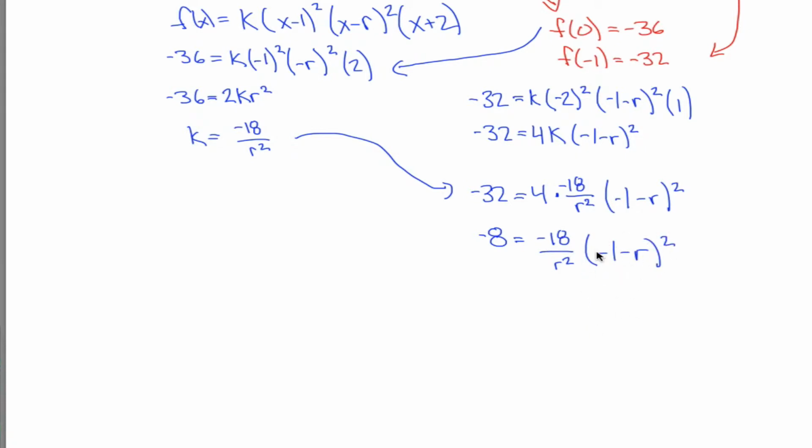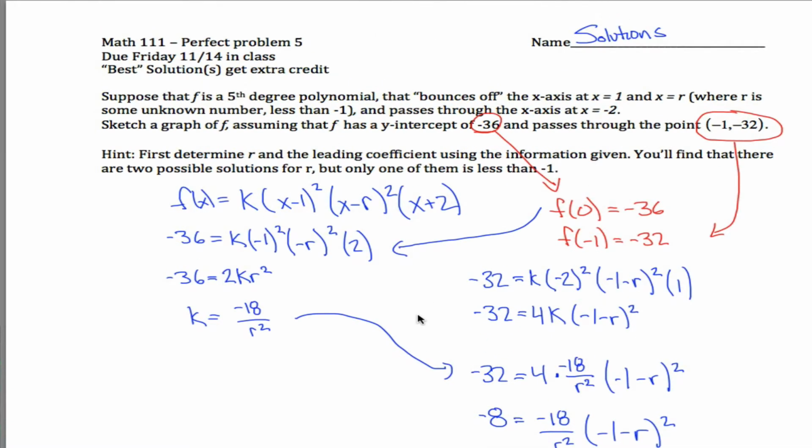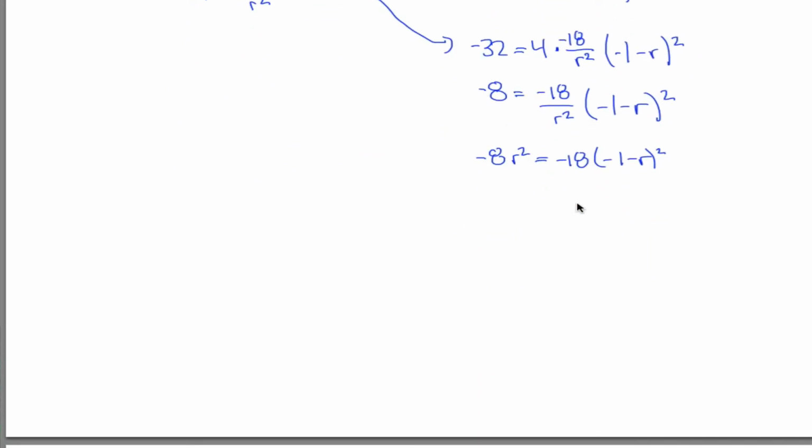Whoops. And then I don't like having this fraction here, so I'm going to multiply both sides by r squared and get negative 8 r squared is equal to negative 18 times negative 1 minus r squared. Note that I can only do that if I am sure that r is not 0. However, I do know that r is some unknown number less than negative 1, so it's not 0, so alright, I'm good.